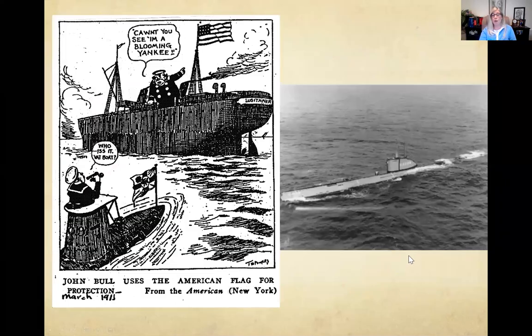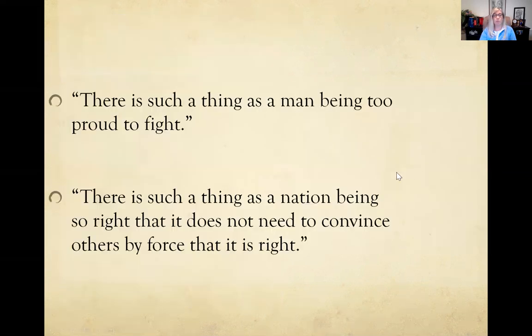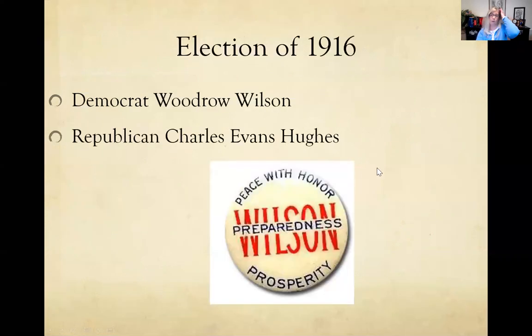Okay, so this is what we mean by the U-boats and the submarines that are going to be used. So here was Wilson's response. "There is such a thing as a man being too proud to fight. There's such a thing as a nation being so right that it does not need to convince others by force that it is right." So again, he's trying to use this diplomacy, this internationalist approach to try to resolve the issue rather than using the military effort.